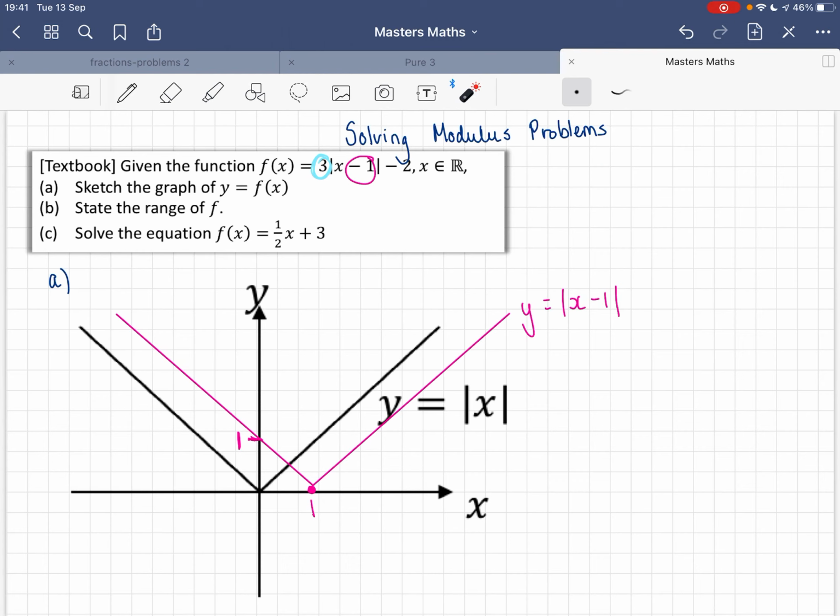Taken the modulus of that gives me y is equal to 1, meaning that it crosses the y-axis at 1. Now we can deal with the stretch in the y direction. So we've got a scale factor of 3, we're multiplying it by 3. So now instead of crossing the y-axis at 1, it needs to cross at 3 by multiplying by 3.